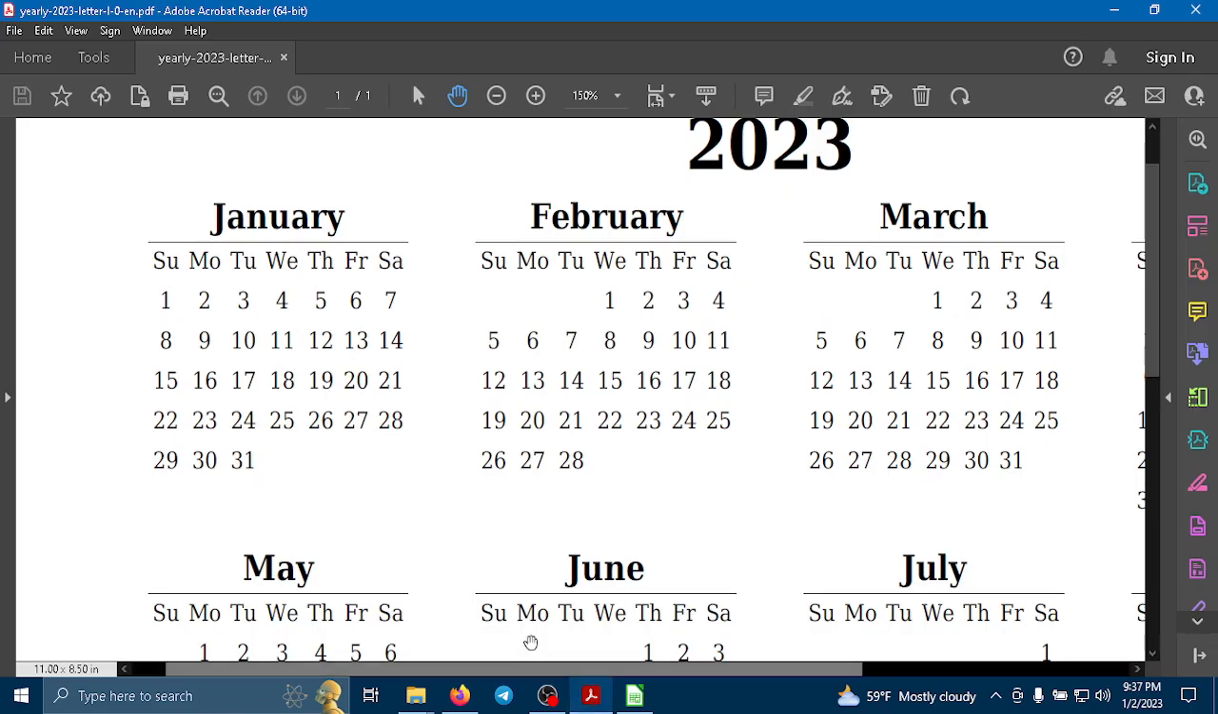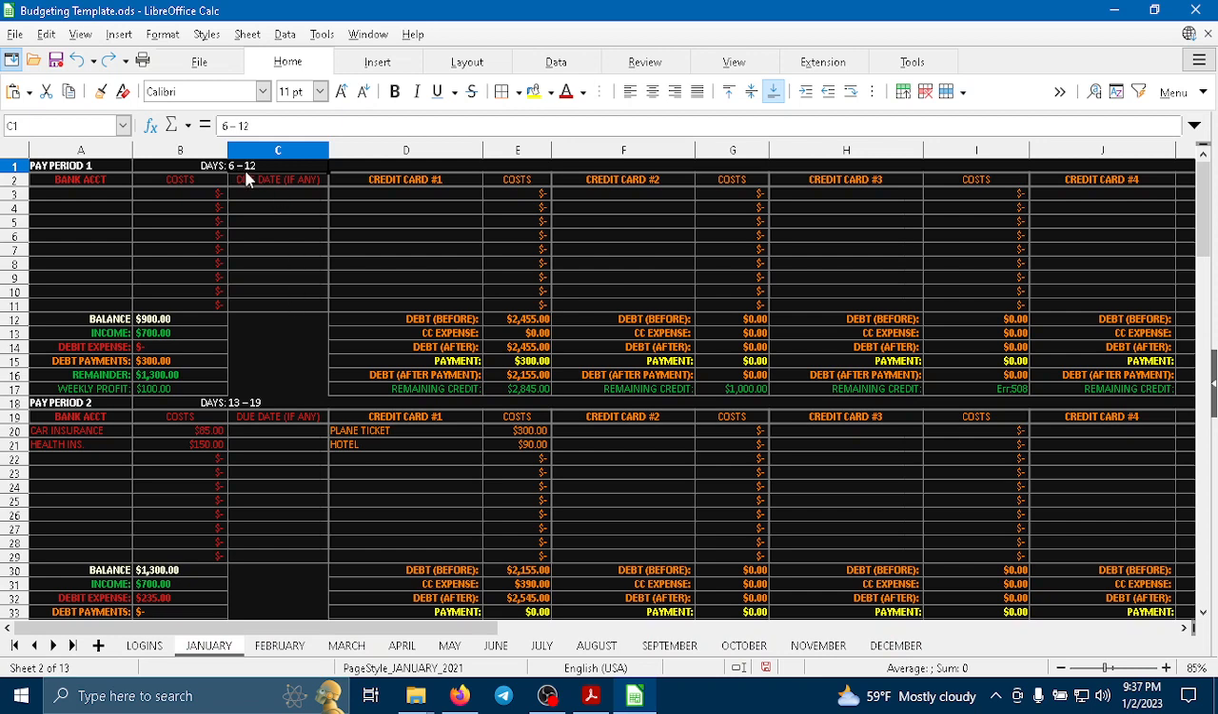So let's say you're paid every Thursday, for example. That means that your pay period 1 is going to be January 5th to the 11th, 12th to the 18th, 19th to the 25th, and then you're going to have 26th till the 1st. So you will just change these numbers relevant to your situation.